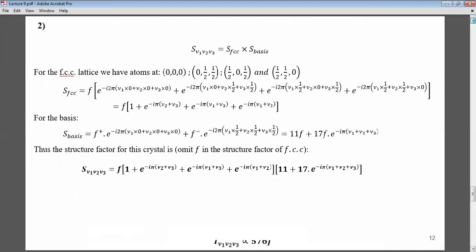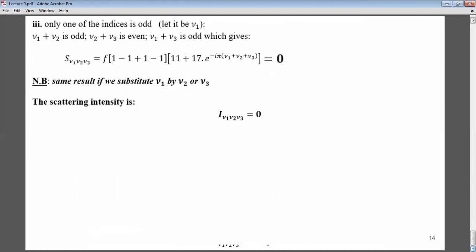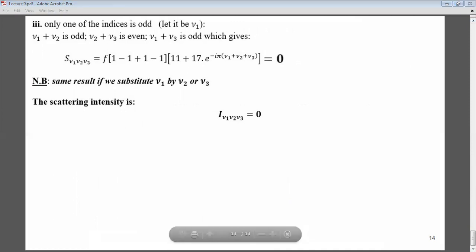And the last term is when only one of the indices is odd. So for example, take V1 odd and the other two even. You can find the solution over here, but you can try to do it on your own first. That's it for today's lecture.